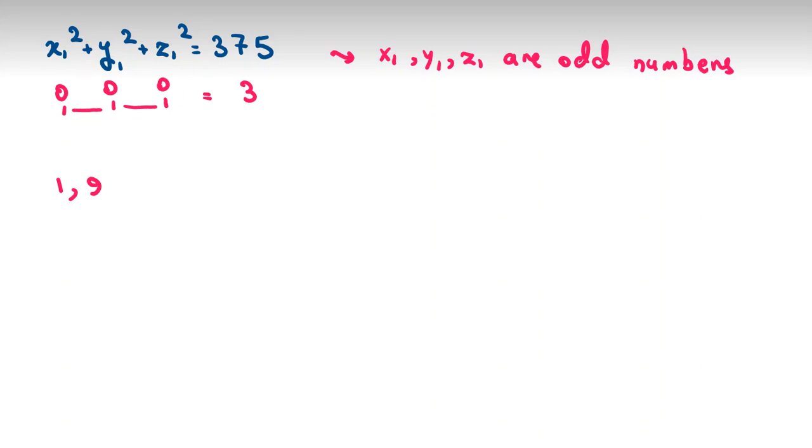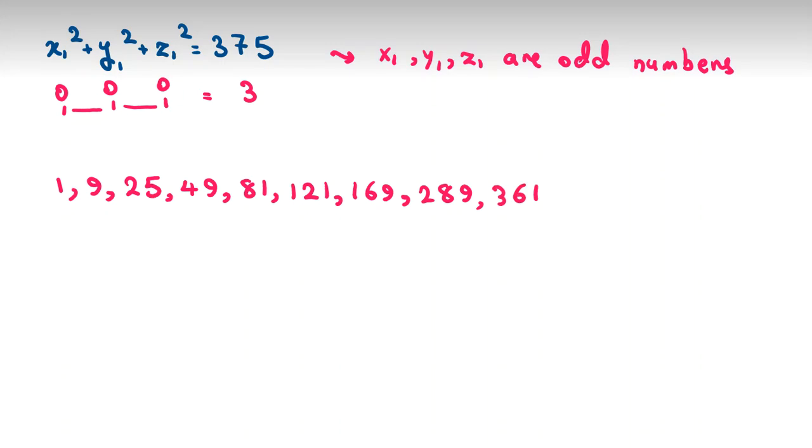1 squared is 1, 3 squared is 9, 5 squared is 25, 7 squared is 49, 9 squared is 81, 11 squared is 121, 13 squared is 169, 17 squared is 289, and 19 squared is 361. Last one is this. So let's check each of them.